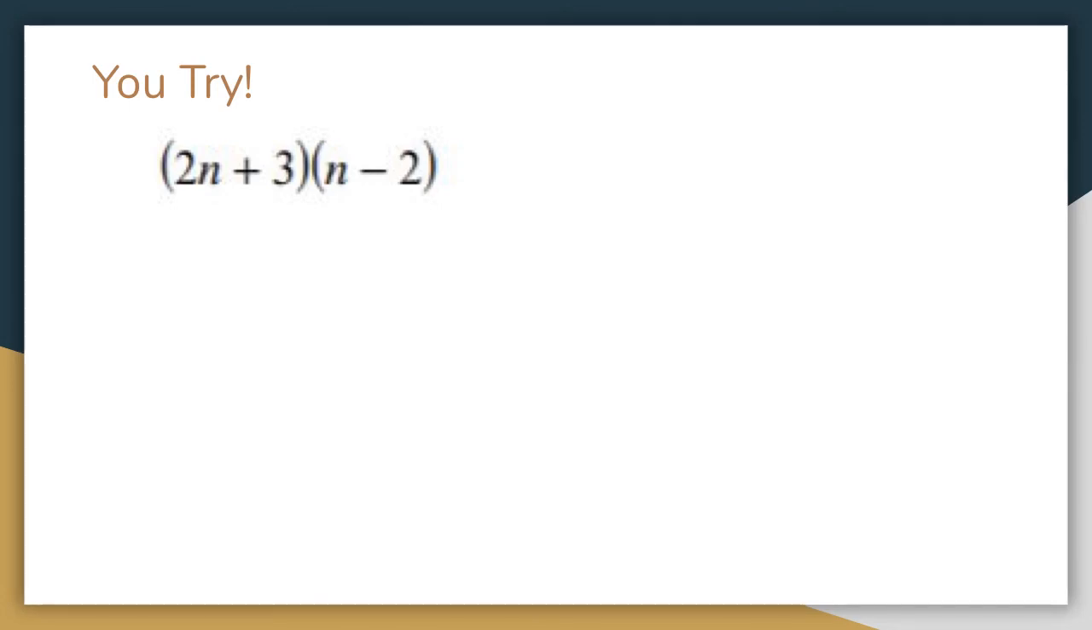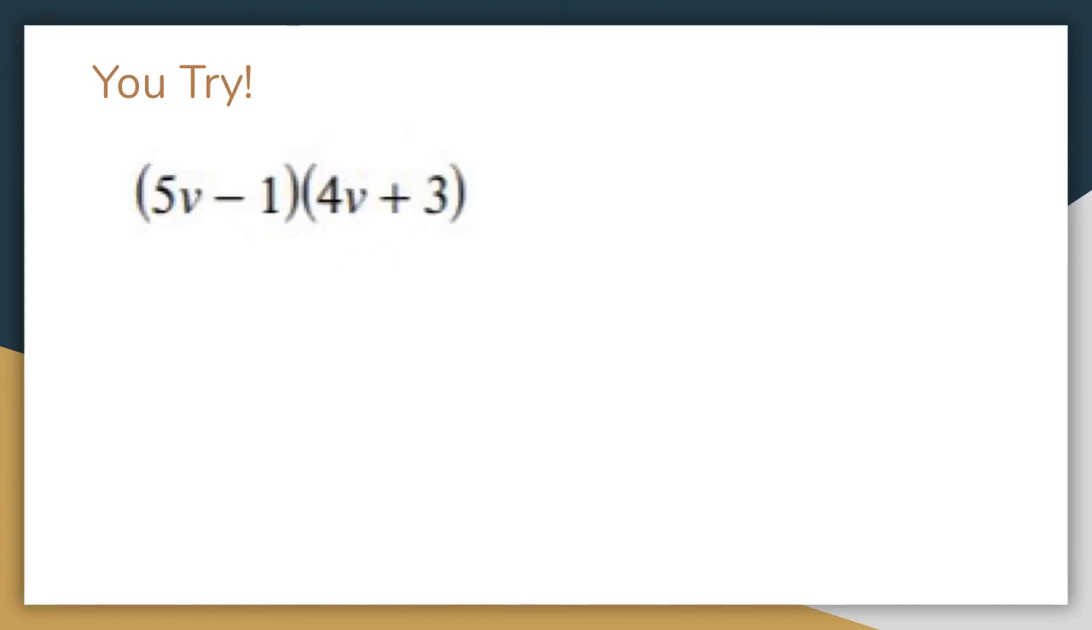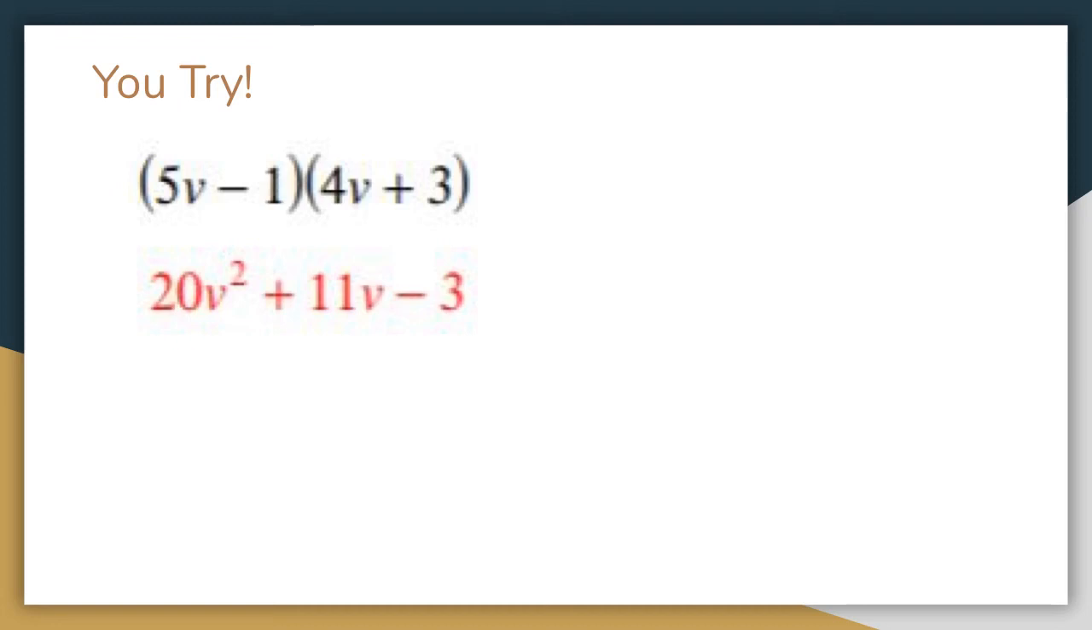Now that you've tried it, here's the answer. 2n squared minus n minus 6. Let's go on to the next one. You go ahead, try this out. Multiply any method you'd like. You can FOIL, use the box method, vertical, or horizontal. And again, now that you've tried that out, here's the answer. 20v squared plus 11v minus 3.